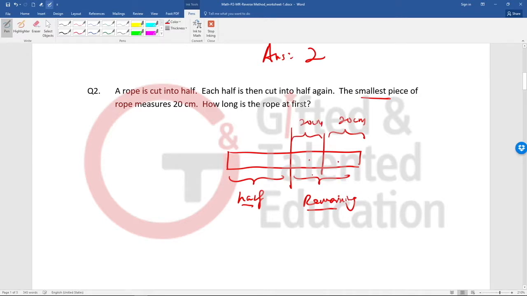From here, we see that the remaining piece is equals to 40 cm. This is equals to this, so this is also equals to 40 cm. Therefore, the length of the rope at first is equals to 40 plus 40, giving us 80 cm.